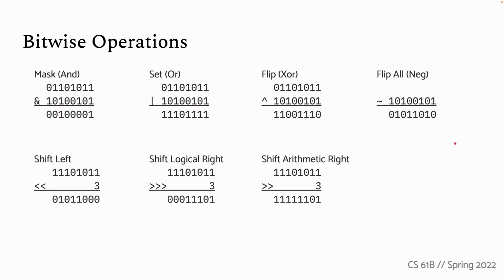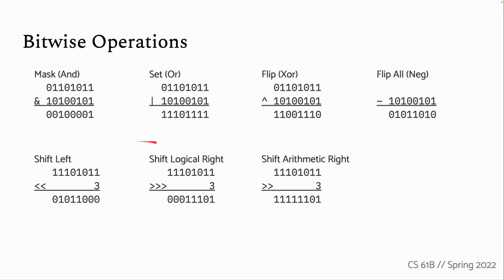Next, we're going to talk quickly about bitwise operations. So there are 7 bitwise operations that you need to be aware of and comfortable using. The first is a mask, otherwise known as an AND. In this situation, if both of the bits in the same position are 1, then the result will be a 1 at that position, otherwise a 0. So 1 and 1 is 1, 1 and 0 is 0, 0 and 1 is 0, and 0 and 0 is 0.